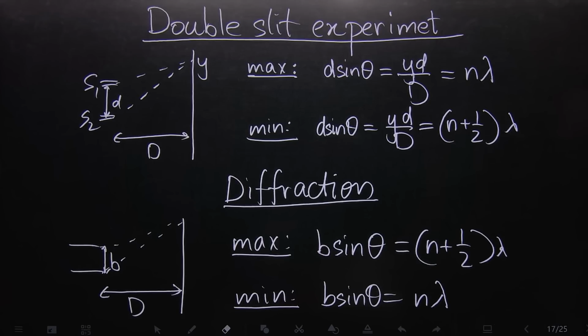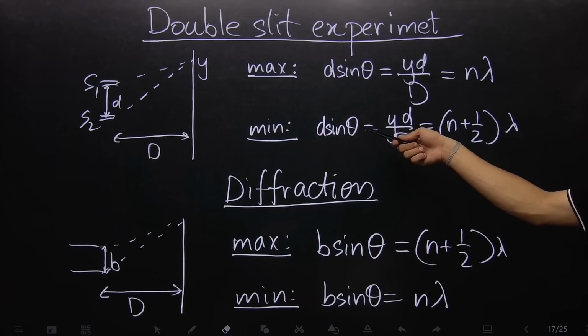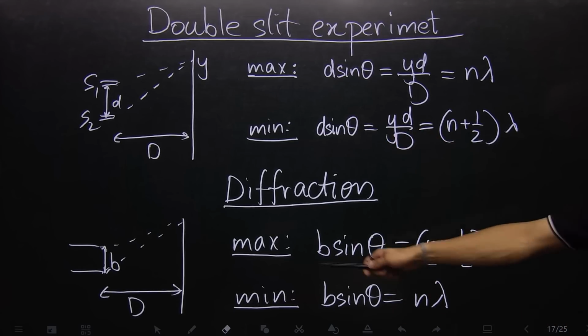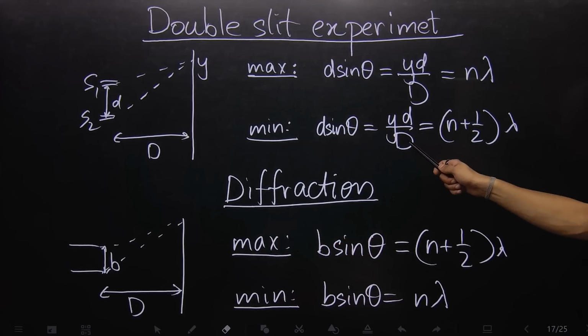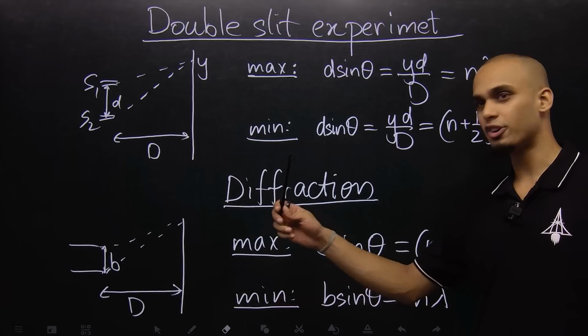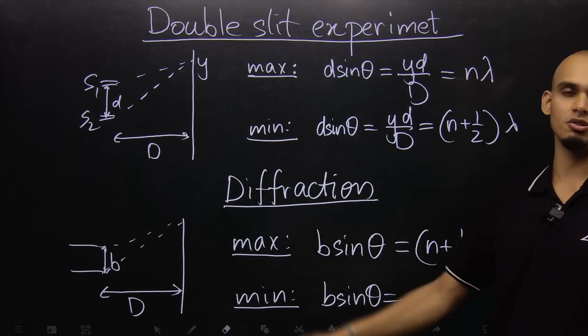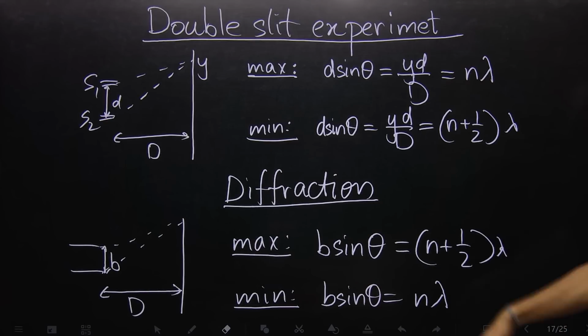And for diffraction, it's the exact opposite. If you compare b sin theta to d sin theta, the condition for maxima in one case is similar to the condition for minima in the other, and the condition of minima for diffraction is similar to the condition for maxima for the double slit. So just this difference you need to note. For diffraction, the expression for maxima and minima is reversed as compared to the double slit experiment.